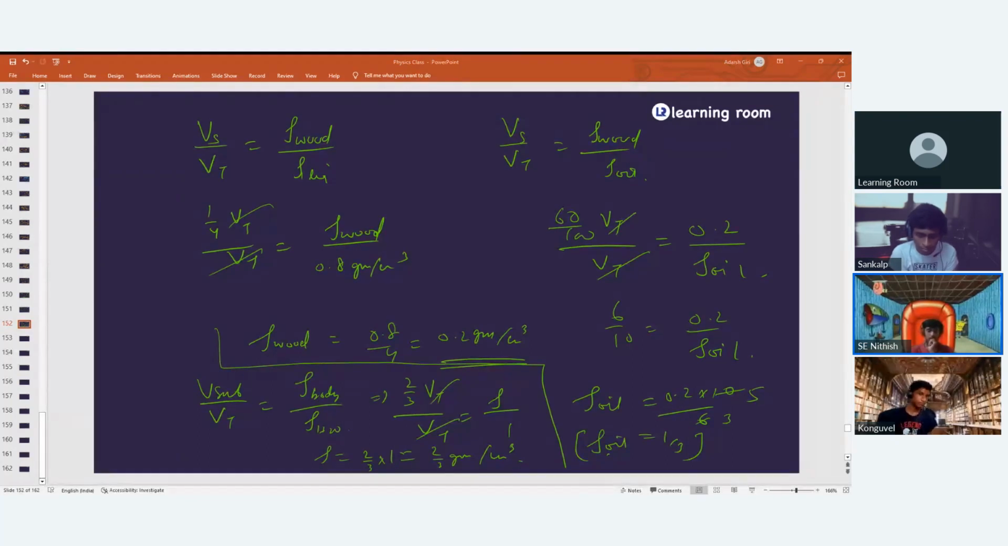Yes, sir. These are easy questions, you just have to apply them. So that's the answer. 2 by 3 gram per centimeter cube is the answer.